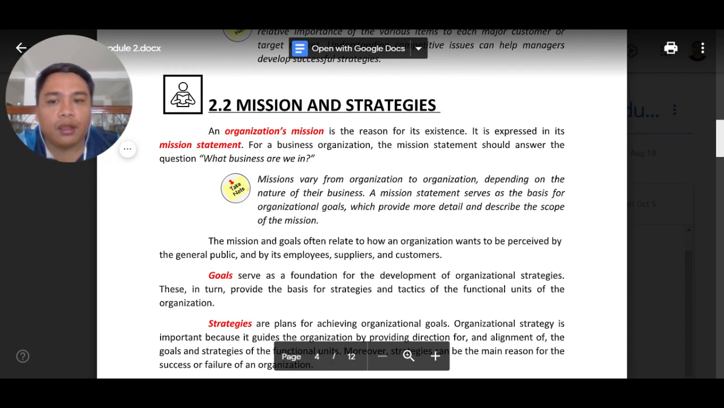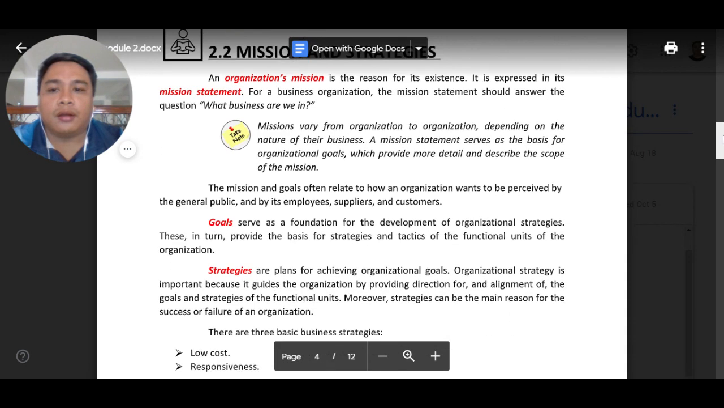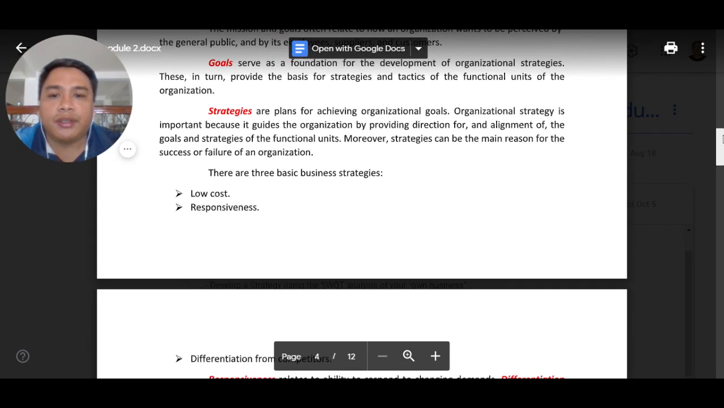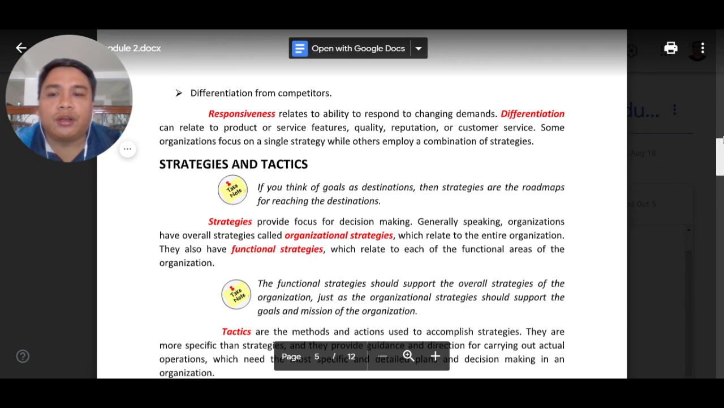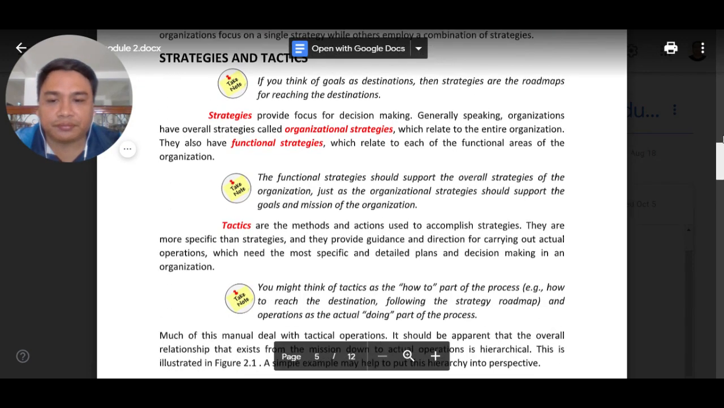We all know that mission and goals have been a priority in different business organizations. This will serve as the foundation for the development of organizational strategies. I have discussed in the first part what goals, strategies, and missions are. So, strategies again are plans for achieving organizational goals. There are different basic strategies. Then we have defined strategies and tactics.